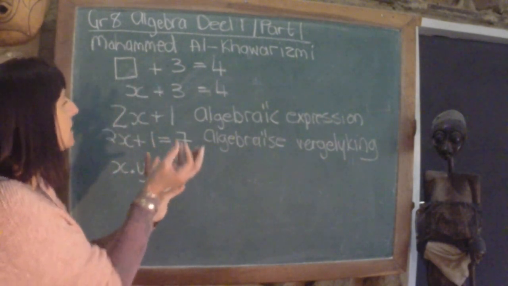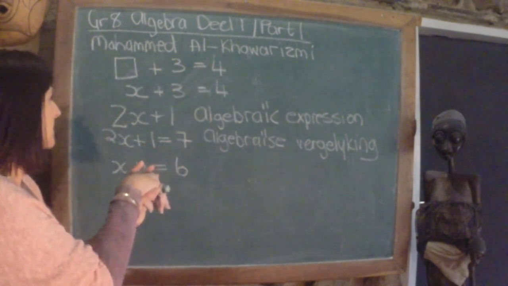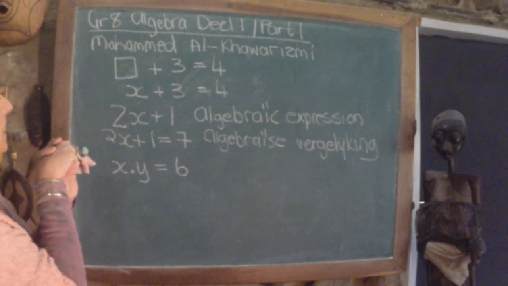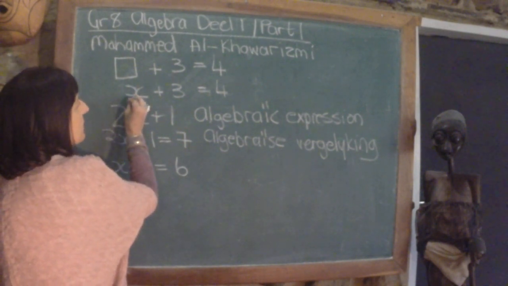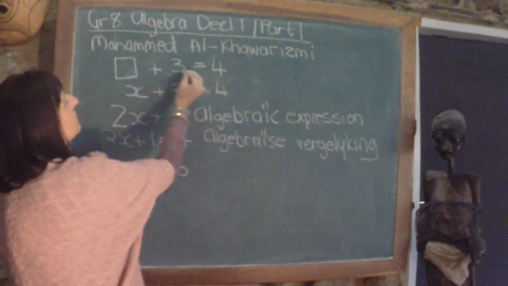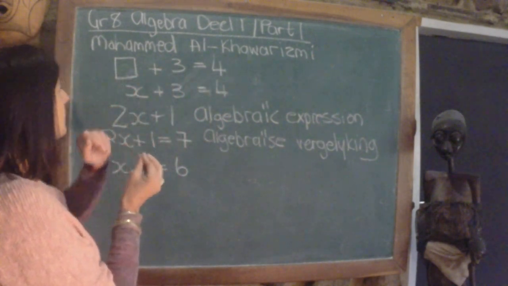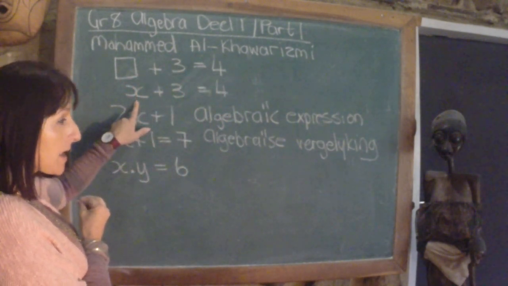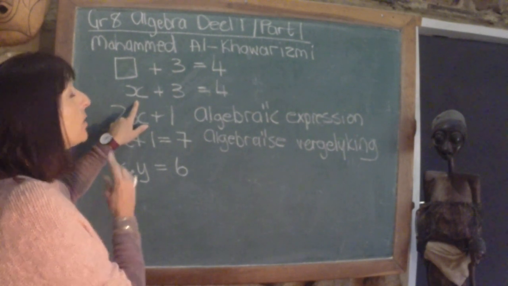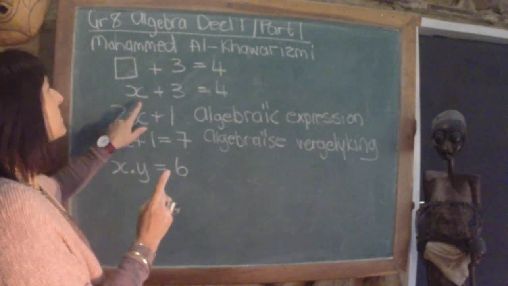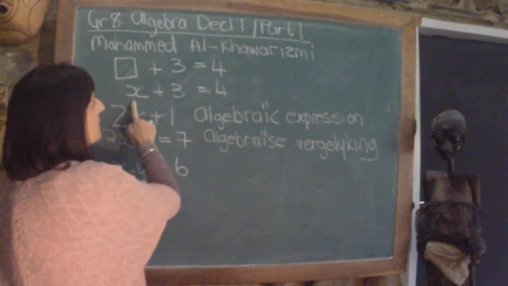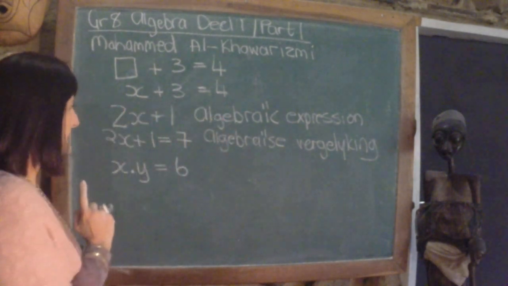Something can go into the place of X. So I can put a thing into X that will make this true. And the only thing that I can put into the place of X will be 1. Dus die oplossing vir X in hierdie geval is 1.